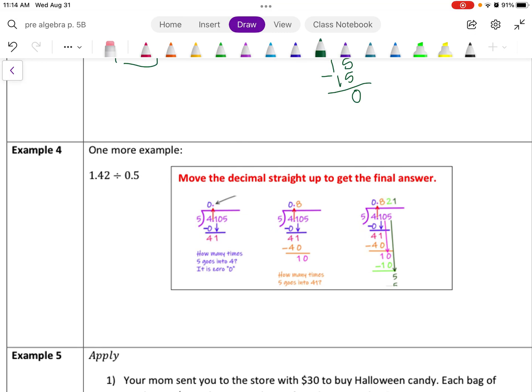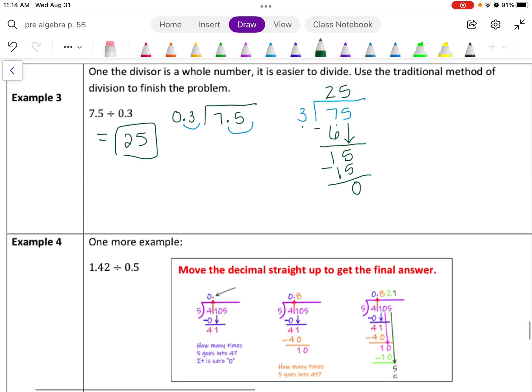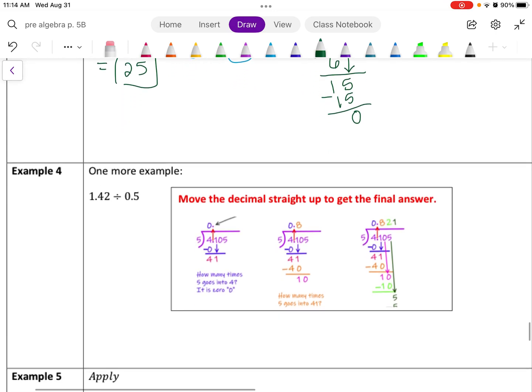Remember in multiplication, we counted the decimal places and then we moved them where it needed to be? Division is different. For division, you just move the decimal straight up, and that gives you your final answer. Okay, so up here, our decimal point was technically after the 75, so we would just move that straight up in order to get our answer.